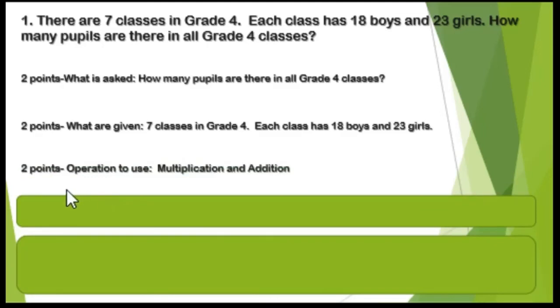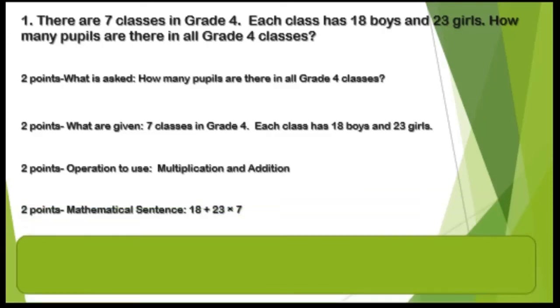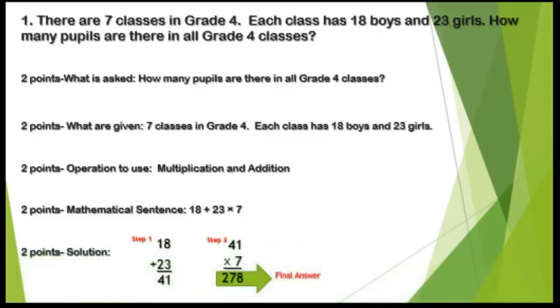Next, what operation to use? You have to use multiplication and addition. Next, you have to give the mathematical sentence. 18 plus 23 times 7. And finally, your solution. You have to give the step 1 and the step 2. Your final answer is 278.